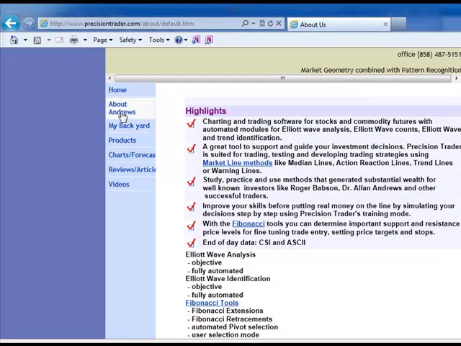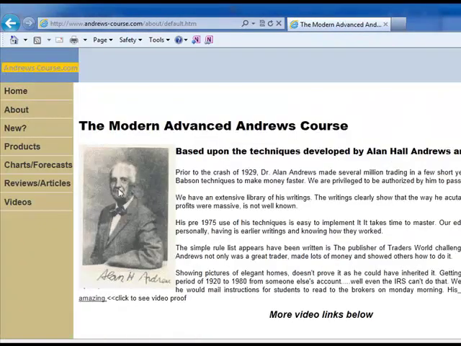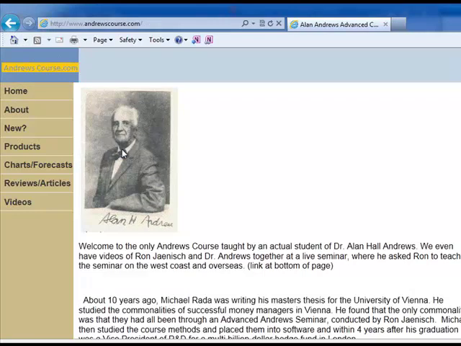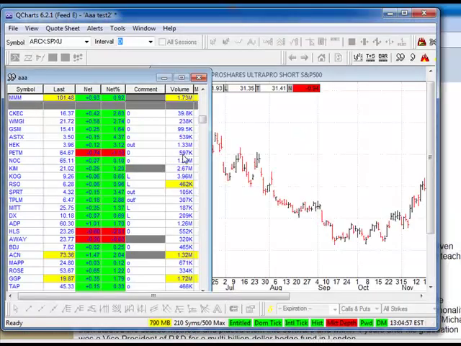And what's Andrews? Well, Andrews is Dr. Alan Hall Andrews, someone I had the privilege of meeting and spending time with and learning from. He developed some techniques for understanding how far markets will go and understanding the strength and weakness of a trend. And so, let me give you some examples of how it works, to make it a little easier.